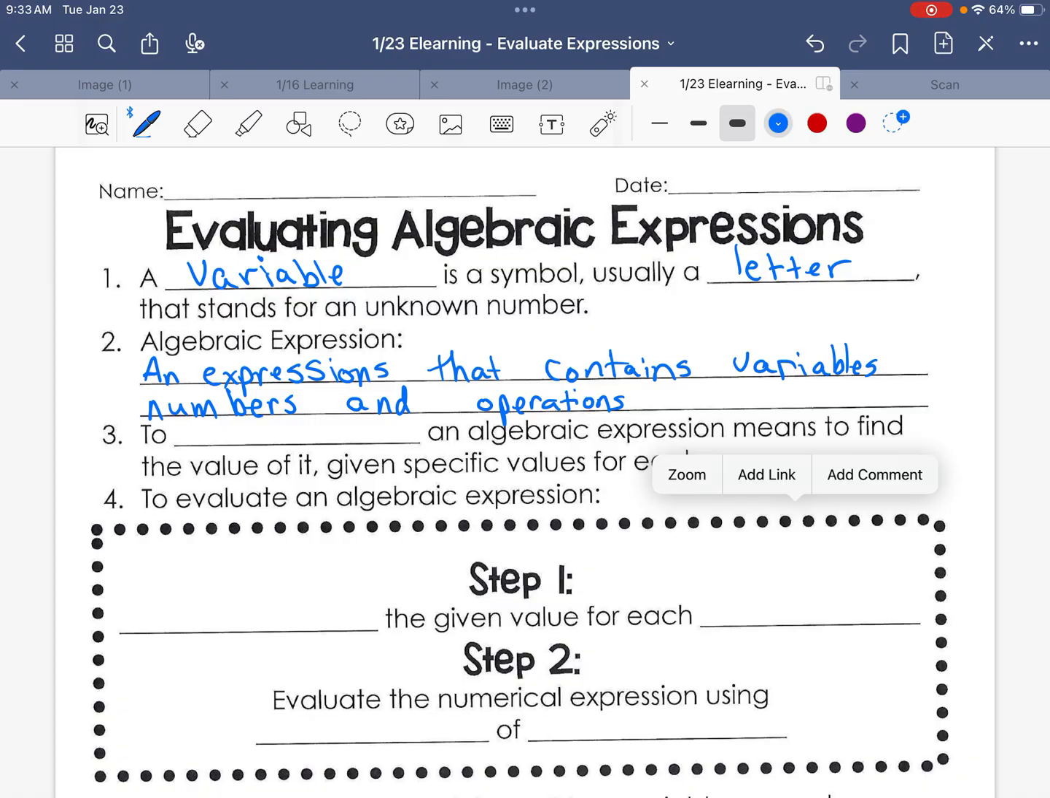Today we're going to be evaluating algebraic expressions. To evaluate, if you remember we talked about this earlier, means we're going to find the value of it. So we're going to find what our answer is if we are given a specific number or value for our variable. You may want to pause right here for just a second to fill out your own notes, and then we will proceed here shortly.